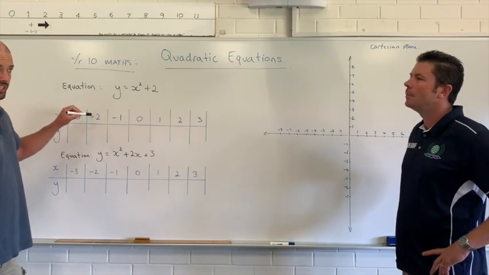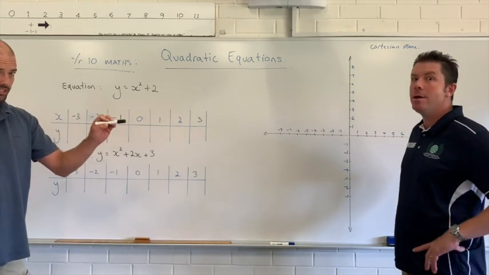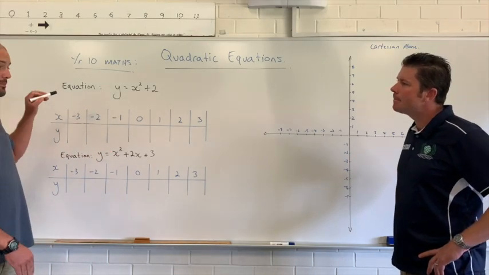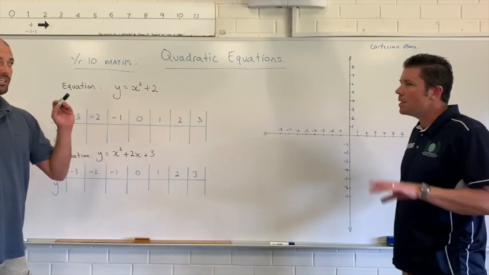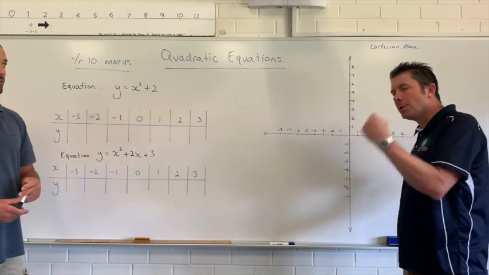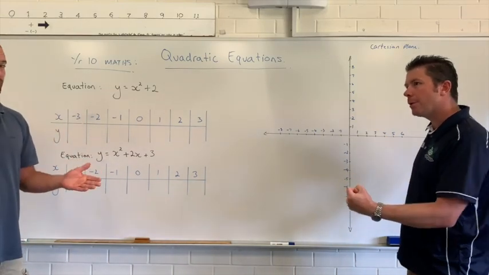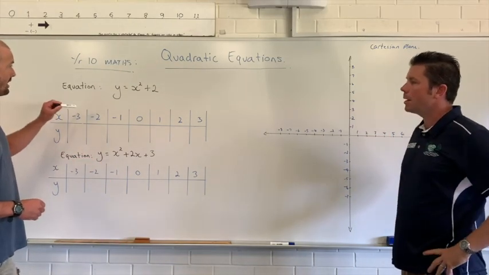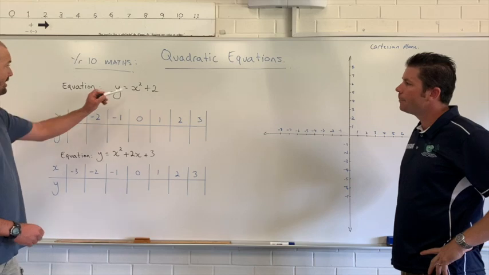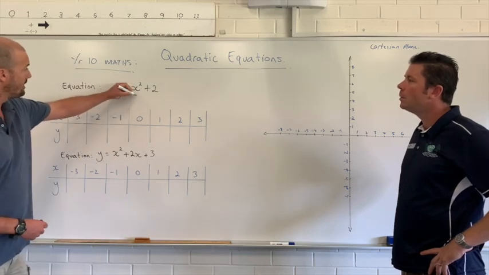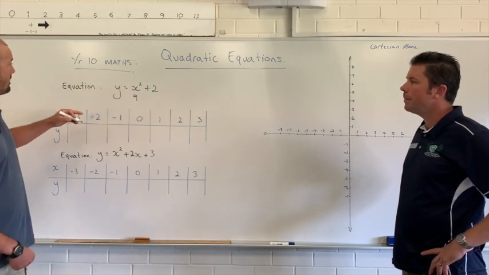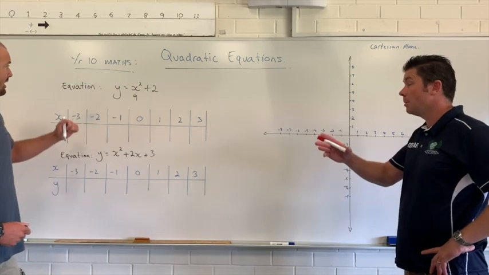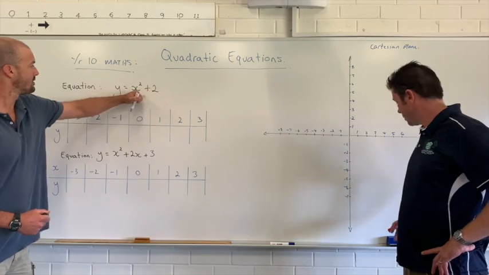So we all know what 3 times 3 is: 9. So if it's negative 3 times negative 3, it's a negative times a negative, so it's a positive. Negative 3 times negative 3 is positive 9. So for this bit only, that would be 9. And then plus 2. 9 plus 2 is 11.